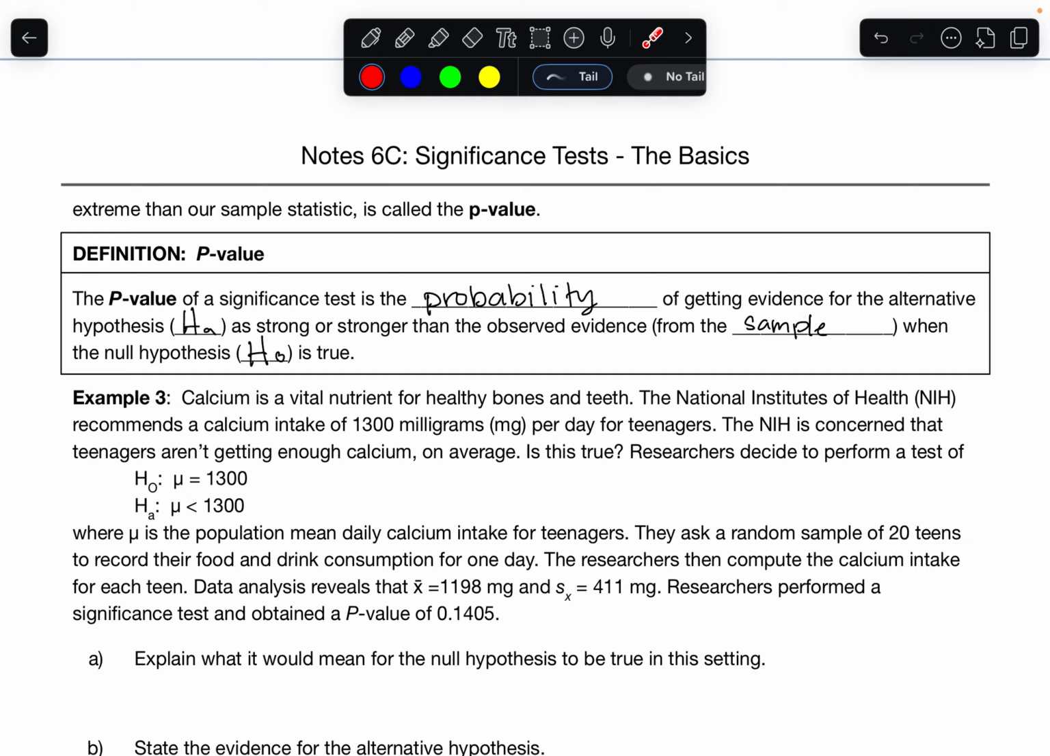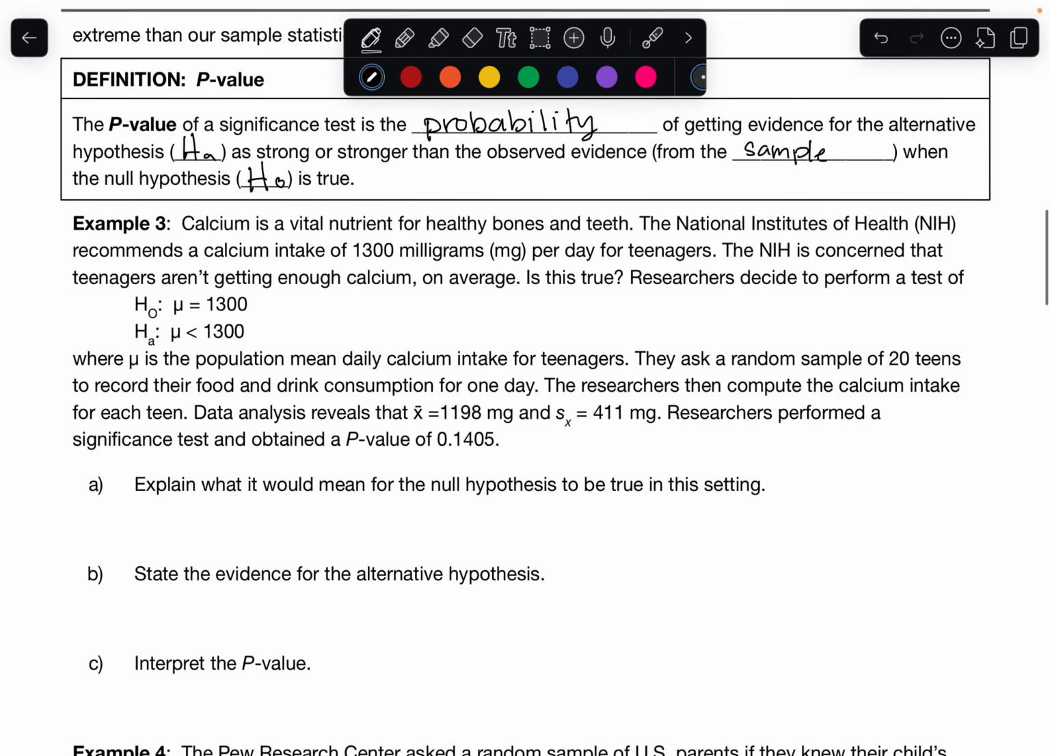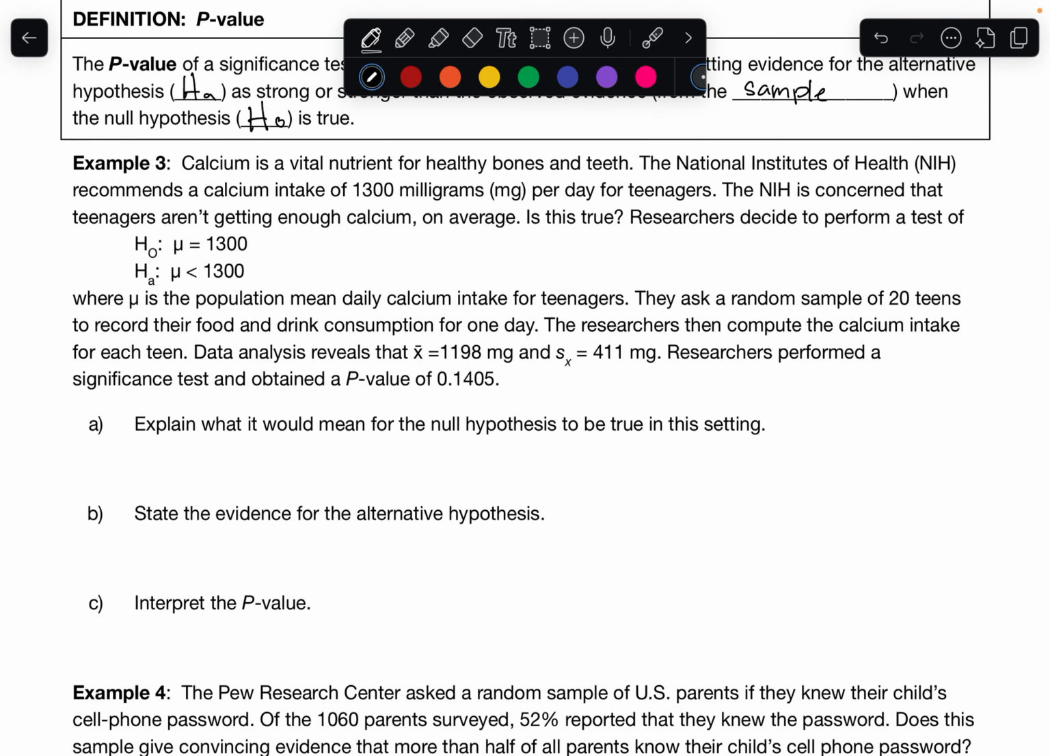What we're going to do now is practice interpreting that p-value so that we can understand how to make conclusions. So the example says calcium is a vital nutrient for healthy bones and teeth. The National Institutes of Health recommend a calcium intake of 1,300 milligrams per day for teenagers. The NIH is concerned that teenagers aren't getting enough calcium on average.